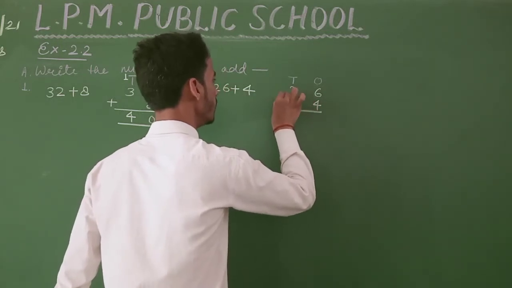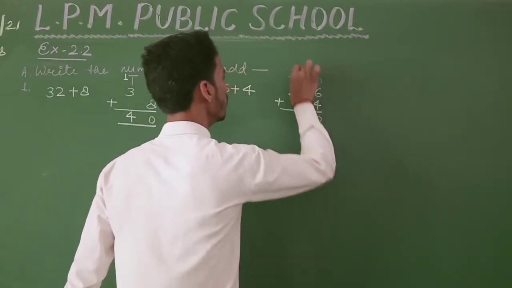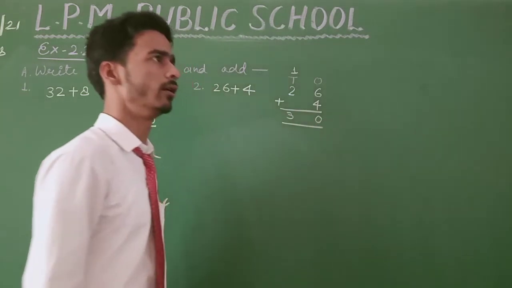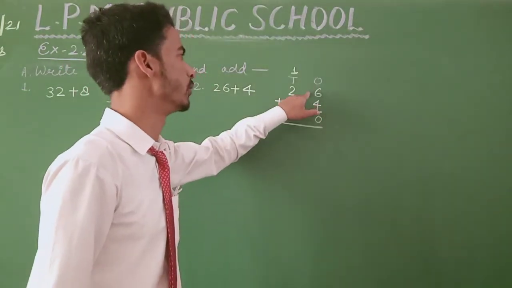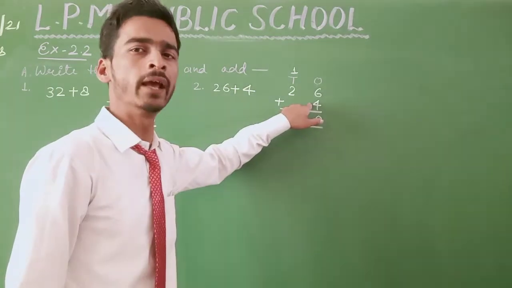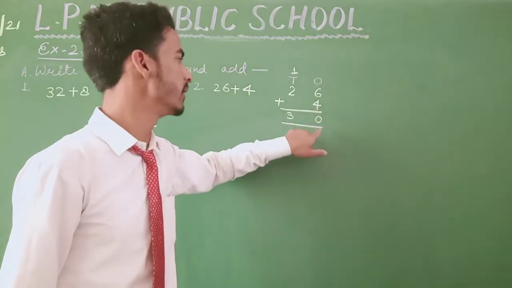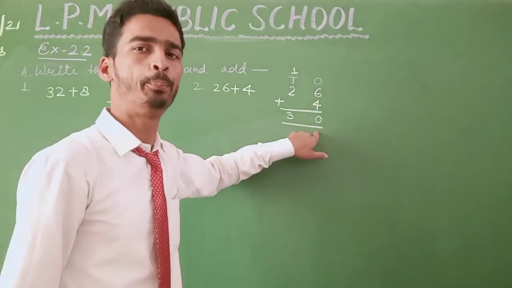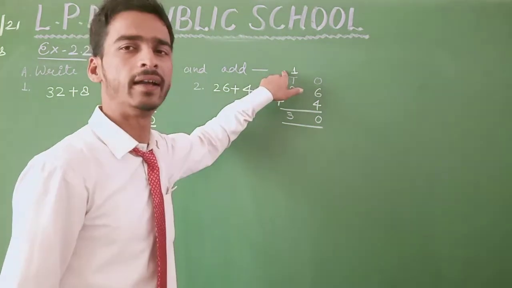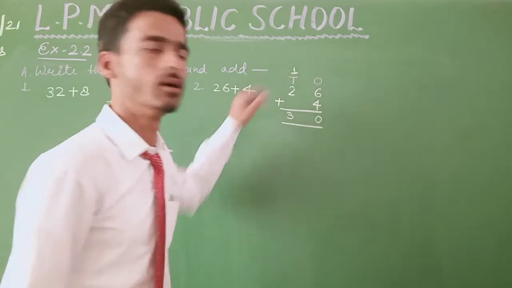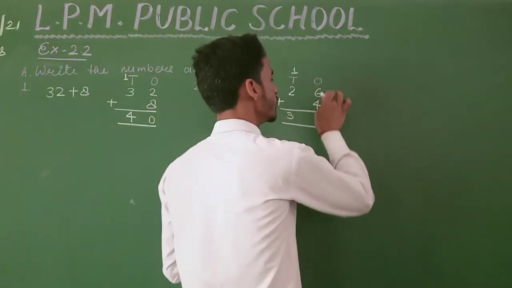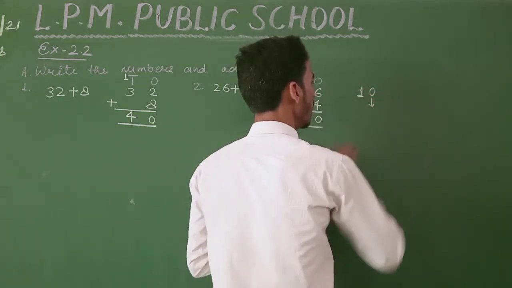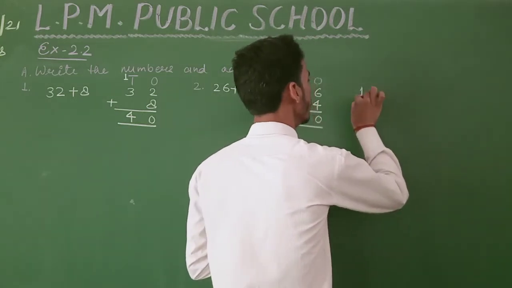Now we add: 6 plus 4 is 10, 0 and 1 carry, and 2 plus 1 is 3. That is called regrouping. When 6 plus 4 makes 10, we write 0, the ones place of 10, here, and we place the carry up to the tens place. In 10, 0 is ones and 1 is tens.